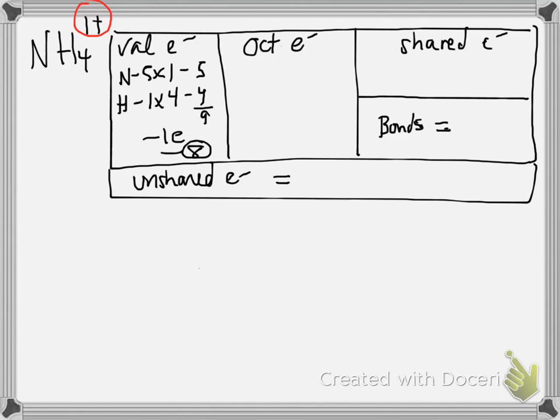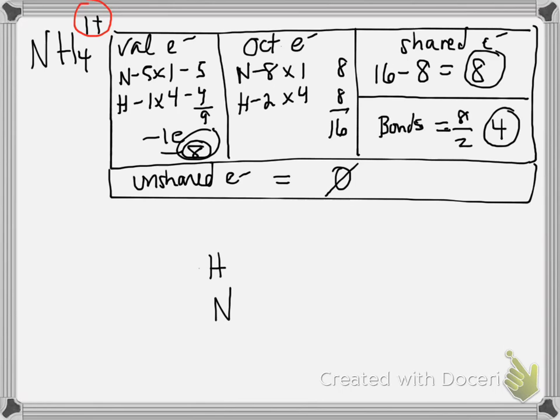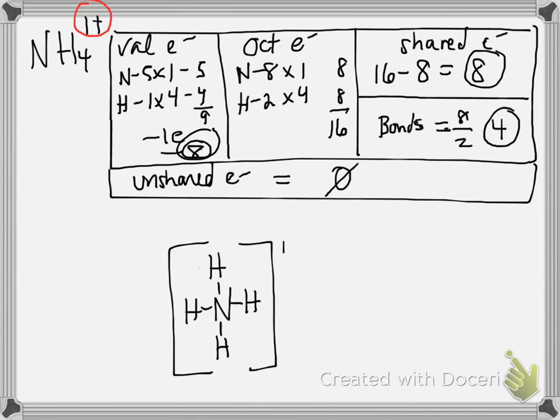Now let's figure out what everything would be satisfied with in terms of an octet. 16. So knowing that if it was perfectly satisfied, everything would have 16. We have 8 existing. That means there are 8 shared electrons, which means there are 4 bonds. And considering that they come in with 8 valence electrons, and 8 are being shared, there are 0 unshared electrons. Let's link it together with 4 bonds. That's it, no unshared pairs. But since this is an ion, we have to remember to put the bracket on it and note the charge.